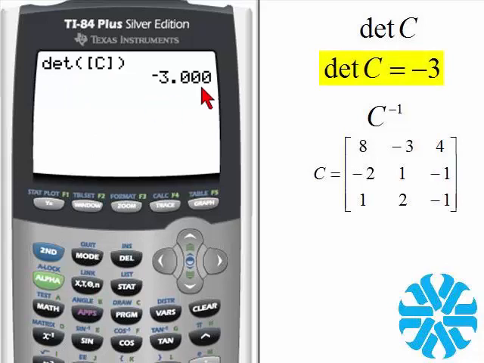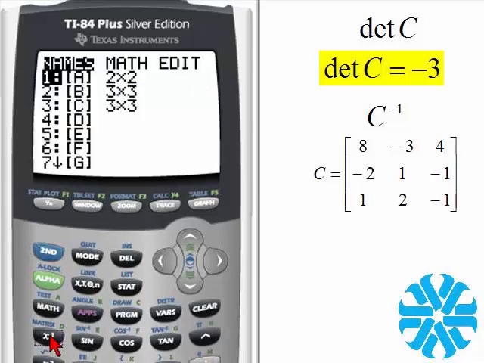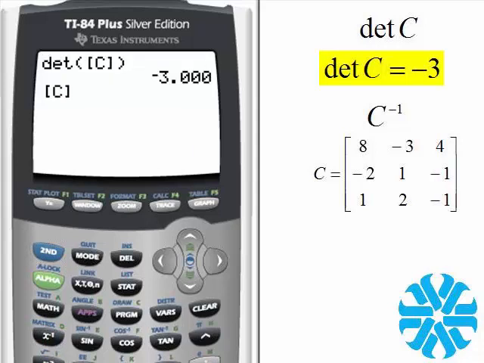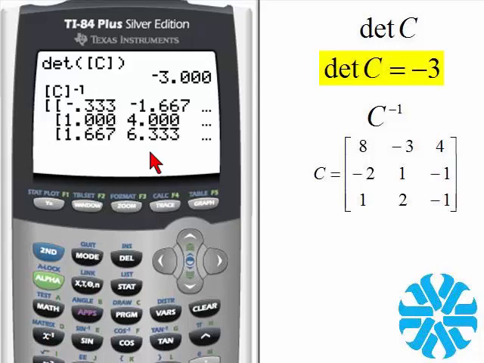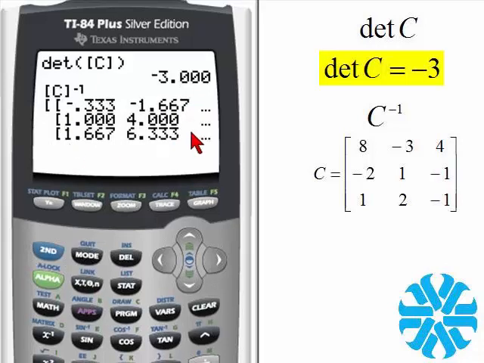Now let's go ahead and compute the inverse of matrix C. So we go second function matrix, number 3, and now we want the inverse option right here, so select that key and select enter. Now here's our answer for the inverse of matrix C. Now notice we have some fractional values here. So remember, when you see fractional values, it is best to use the fraction option in the calculator.